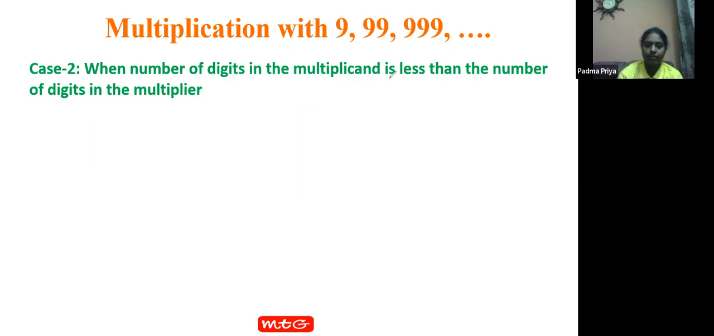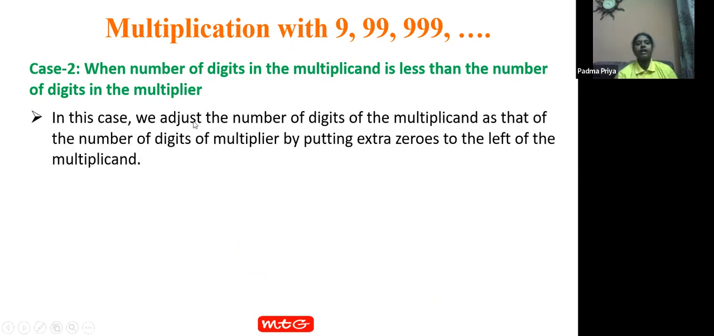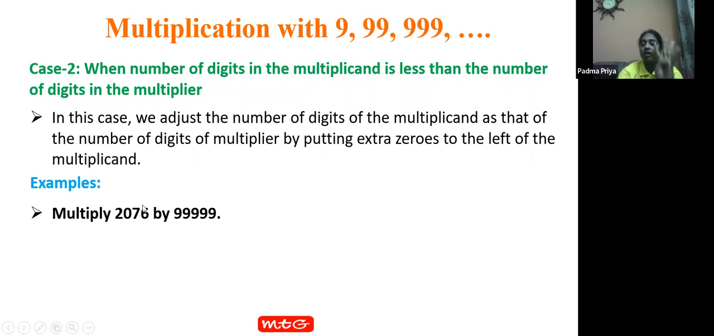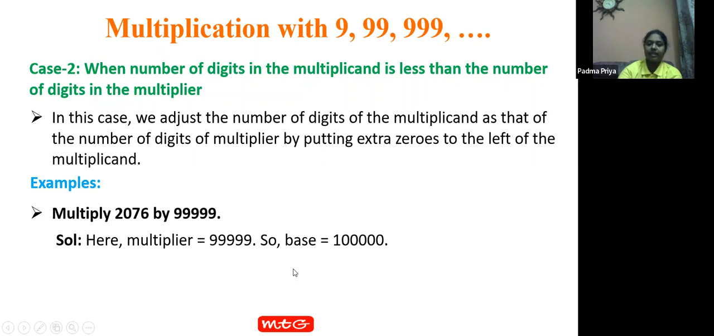Let me show you with an example. So see here, in this type, we adjust the number of digits of the multiplicand to that of the multiplier by putting extra zeros to the left of the multiplicand. That's it. Now see here, 2076 has 4 digits. But here we have 5 nines. Now how many digits are missing? 1 digit is missing. For that, I will put an extra zero. Yes, ma'am, you will write 02076. Yes, that way we do.